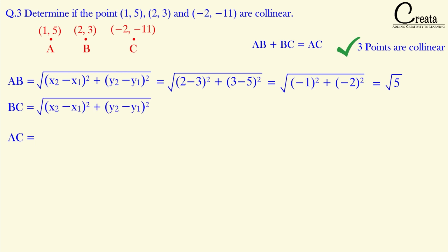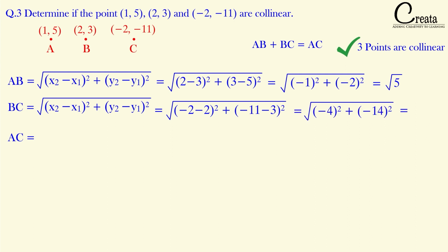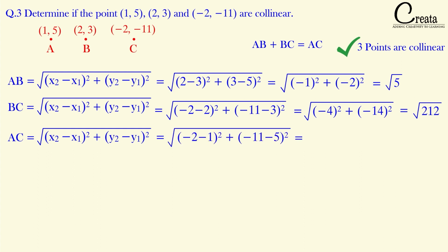Let's move to BC. We will use again the distance formula. We know x1, y1 and x2, y2. Let's put the value into the formula. Let's open the square term. We got the answer as root of 212. Further, let's move to AC. Again the distance formula. We know x1, y1 and x2, y2. On putting the value and solving, we got AC as root of 265. We got AB as root 5, BC as root 212 and AC as root of 265.